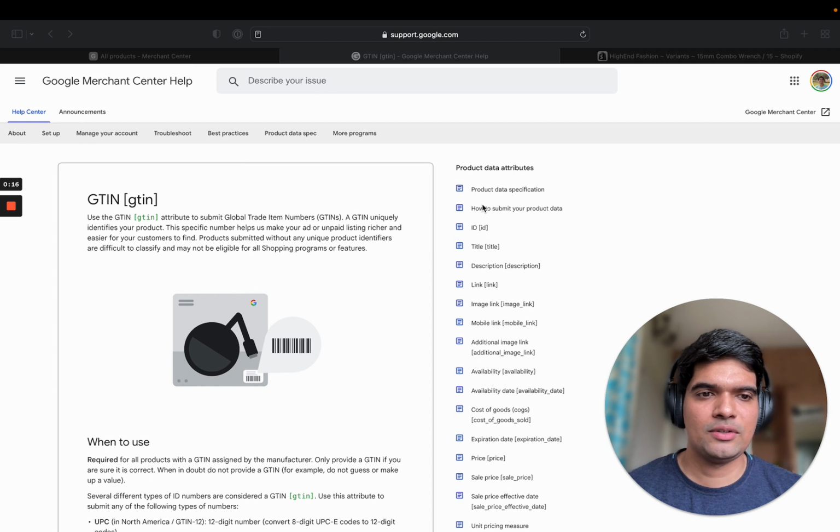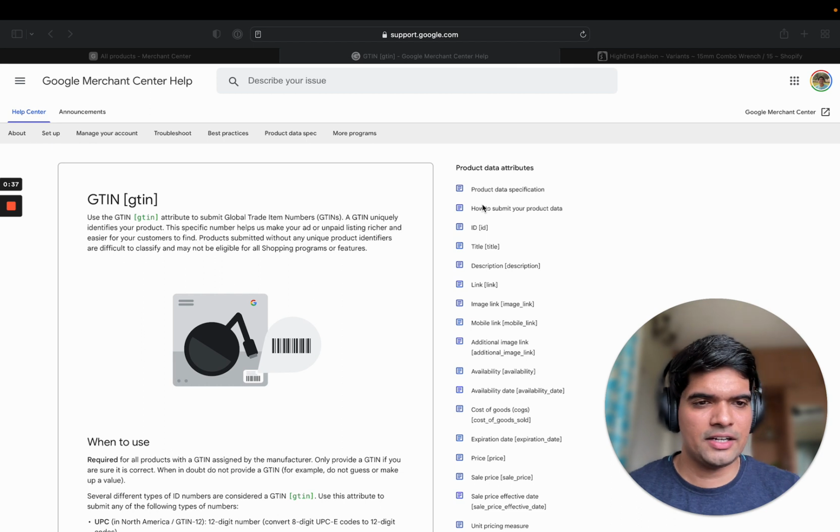Now, today I want to address all issues related to GTIN. I think people call it GTIN as well. This is a unique number that is given to a product, and there are a bunch of products that usually get disapproved in Google Merchant Center because of incorrect GTIN, missing GTIN, etc. Right? So I'll categorize this into three.